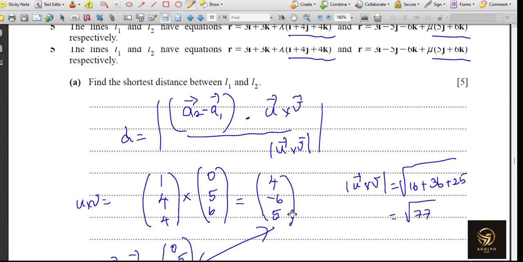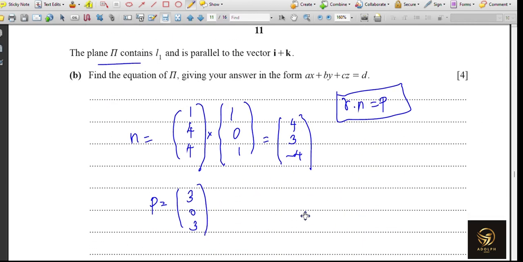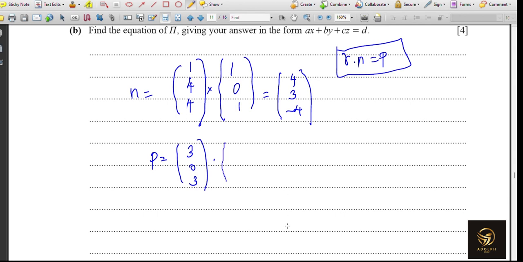The point (3, 0, 3) has to be dot multiplied with the n vector, (4, 3, -4), to get the value of p. If you do this, it's 12. Since it's a dot product, I add them: 12 plus 0 minus 12, so I'm getting 0 as the answer. It's simple, so the p value is 0. So if I write r dot n equals p, that's enough.